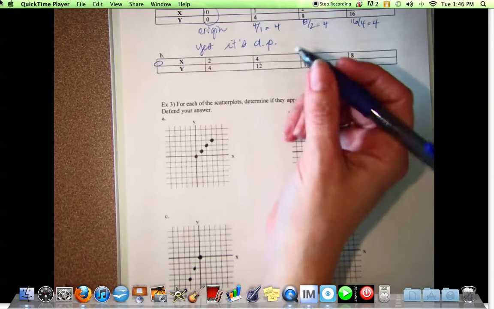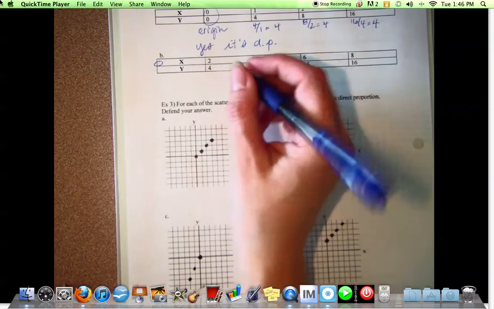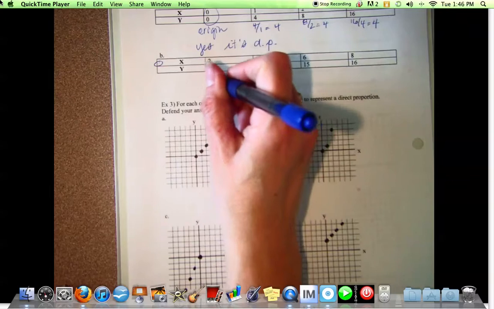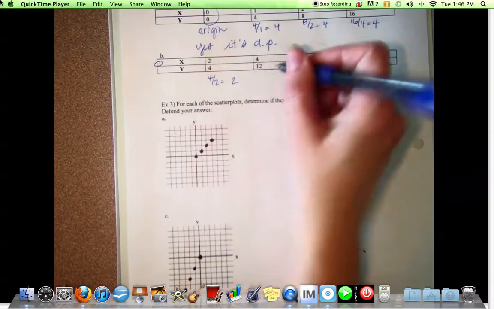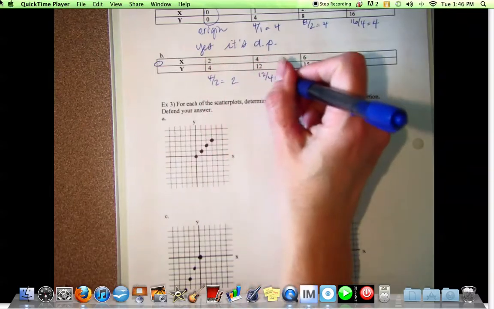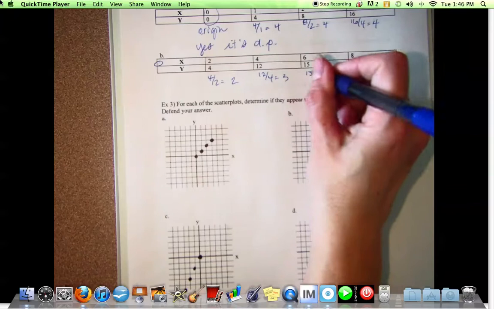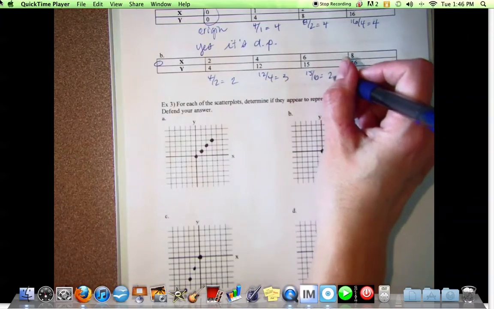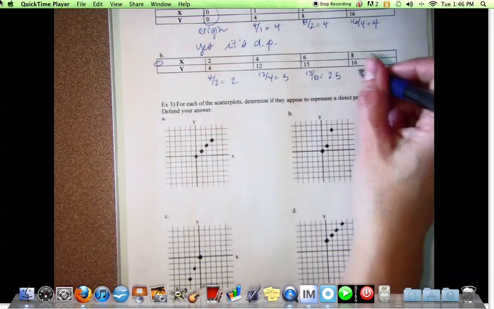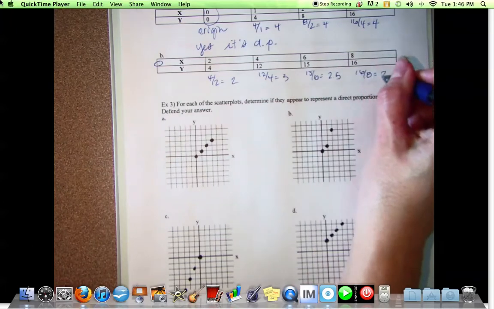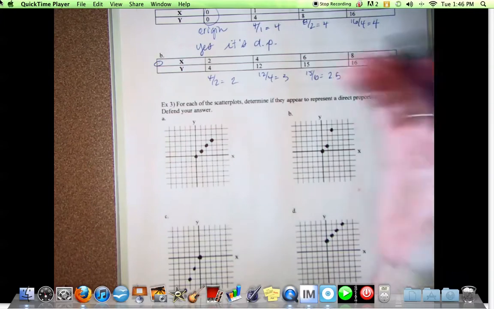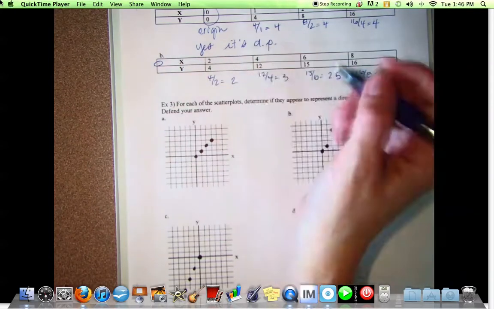All right, so let's look at the constant rate. Let's see if there's a rate there for us. So, what am I dividing? 4 divided by 2 gives us 2. Next one, 12 divided by 4 equals 3. Next one, 15 divided by 6 equals 2.5. And 16 divided by 8 gives us 2. So do I have a constant rate? No. And it's probably not going through the origin. So is this directly proportional? No.